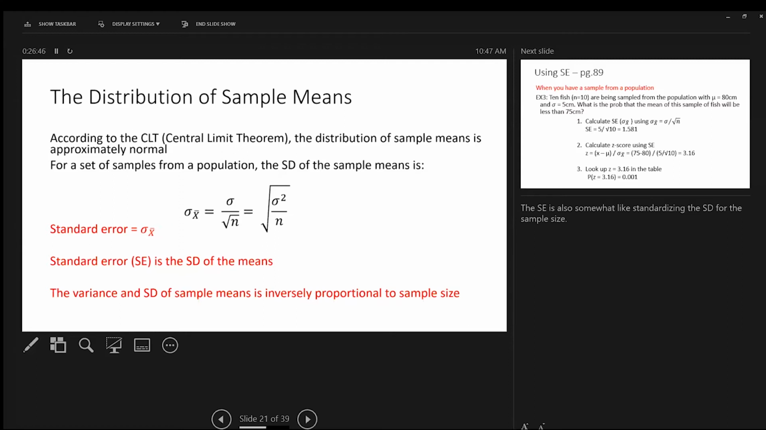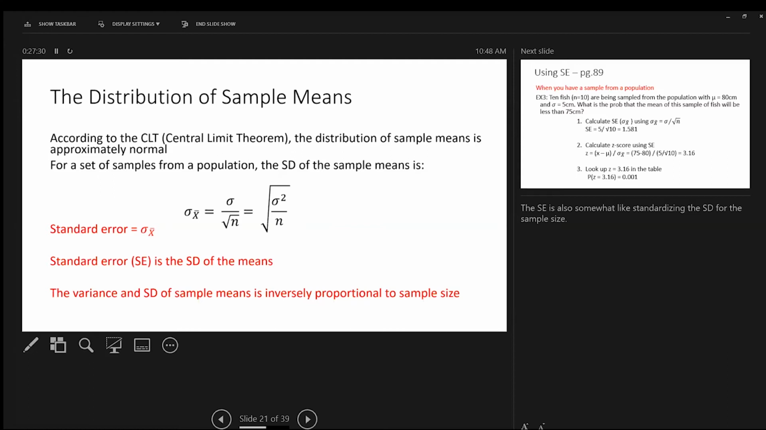So for a set of samples, our standard deviation of the sample means is this. And this is actually just our standard error. Remember, we talked about this before, that our standard error is pretty much just correcting our standard deviation for sample size. Sometimes you'll hear people saying that standard error is just the standard deviation of standard deviations, or the standard deviation of means.